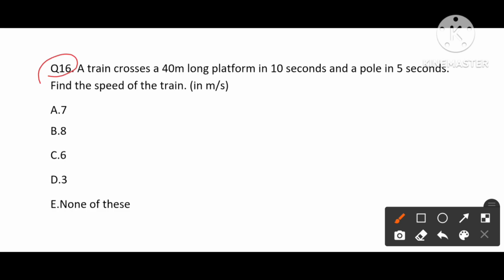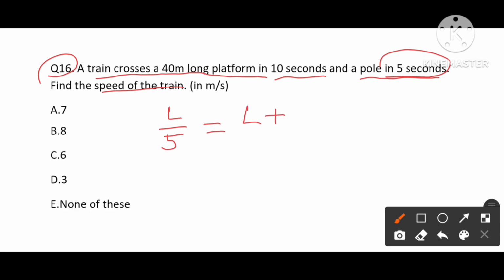Now we are going to see question number 16. A train crosses a 40 meter long platform in 10 seconds and a pole in 5 seconds. Find the speed of the train. So the length of the train divided by the time it crosses the pole, 5 seconds, means L by 5, which is nothing but the speed of the train. Speed of the train also equals the length of the train plus the platform length, which is 40 meters, crossed in 10 seconds. This is also nothing but the speed.